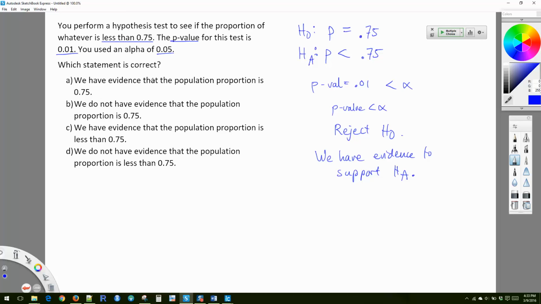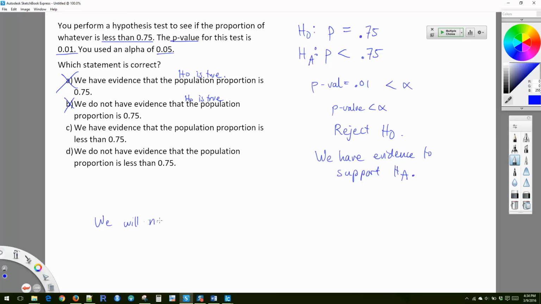Part A says we have evidence that the population proportion is 0.75. So this is basically saying we have evidence that the null hypothesis is true. We will never be able to say that the null hypothesis is true, so this is false. We do not have evidence that the population proportion is 0.75, so we do not have evidence that the null hypothesis is true. Again, we will never ever make a statement saying that the null is true. So A and B will never be correct.